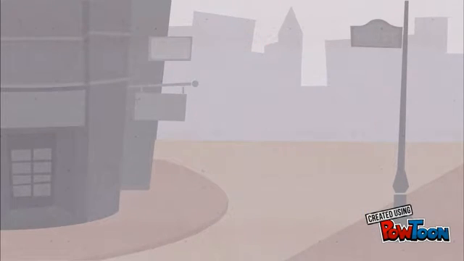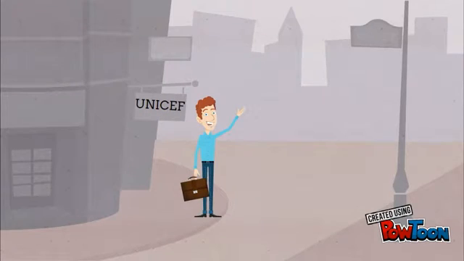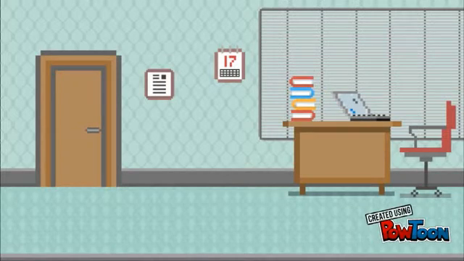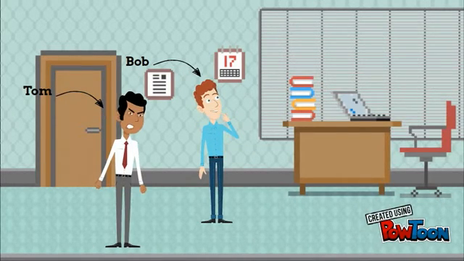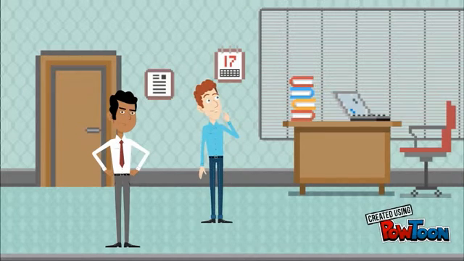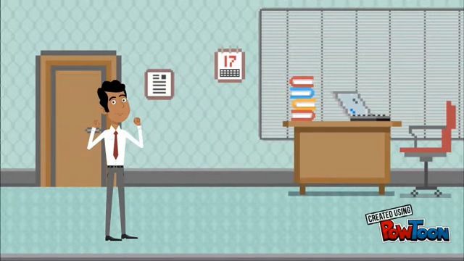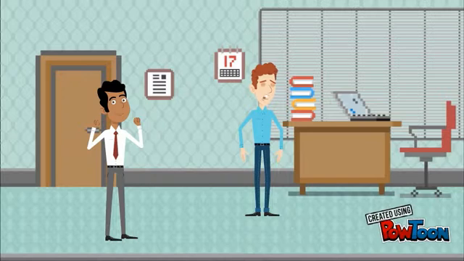Still not quite following? Well, here's another example of Bob working for a company. Bob is looked up to by many. However, Tom has always been envious of Bob's achievements. Tom had been plotting for days to achieve the position that Bob had worked hard for.